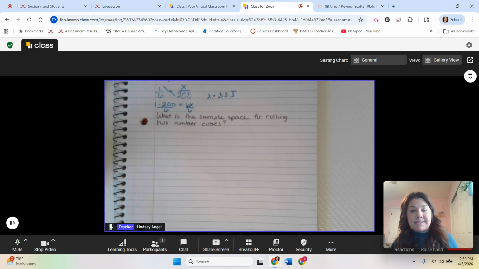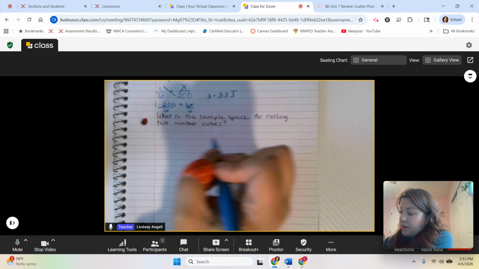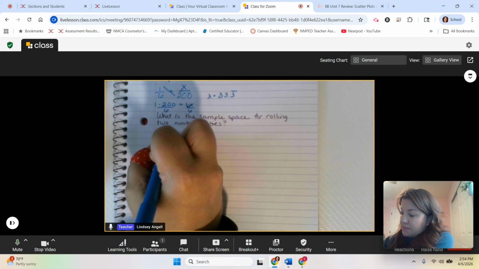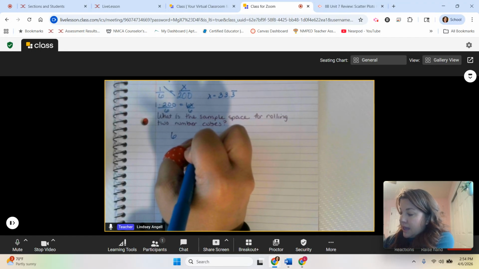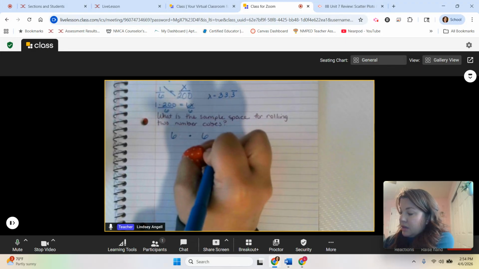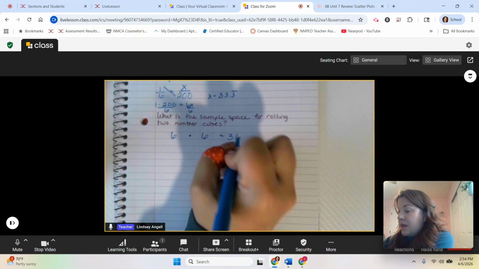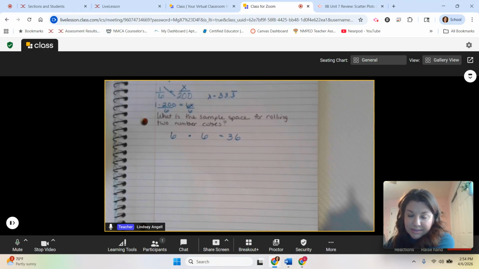And this last one, what is the sample space for rolling 2 number cubes? For the first one there are 6, and for the second one there are 6. You multiply those together, and that gives you 36.